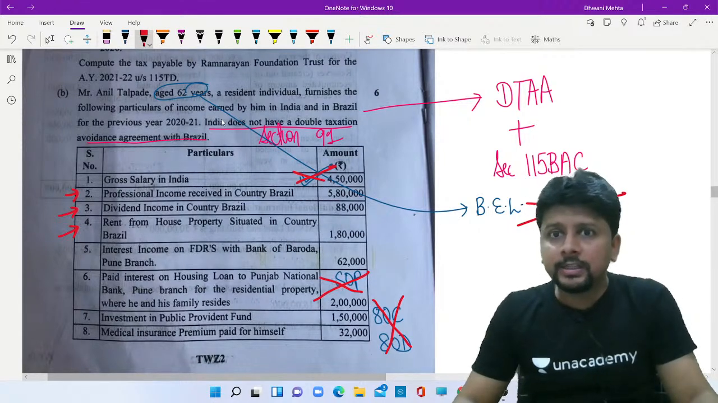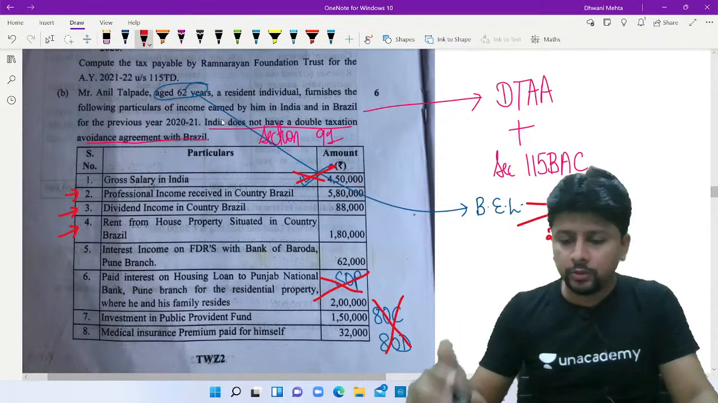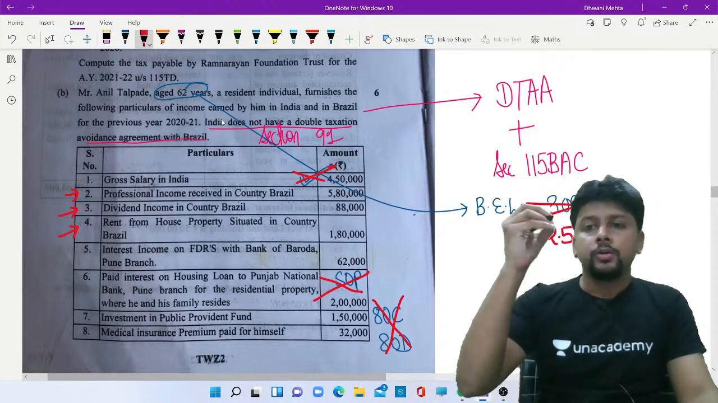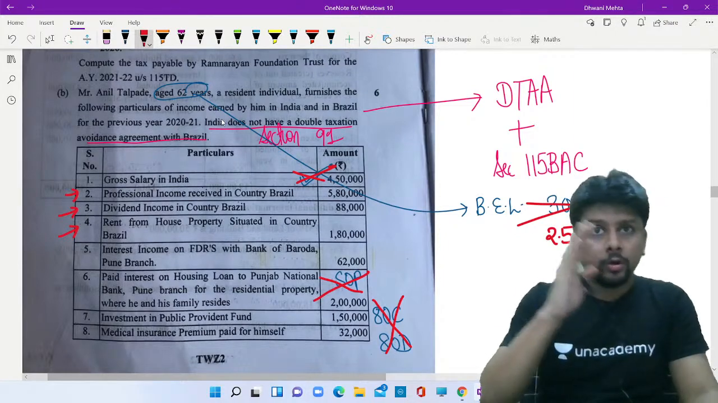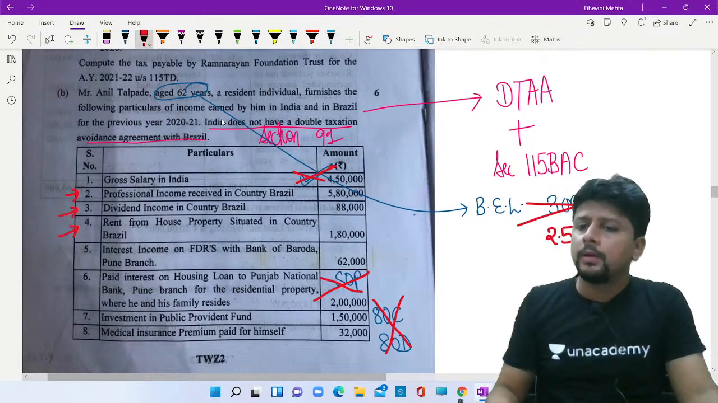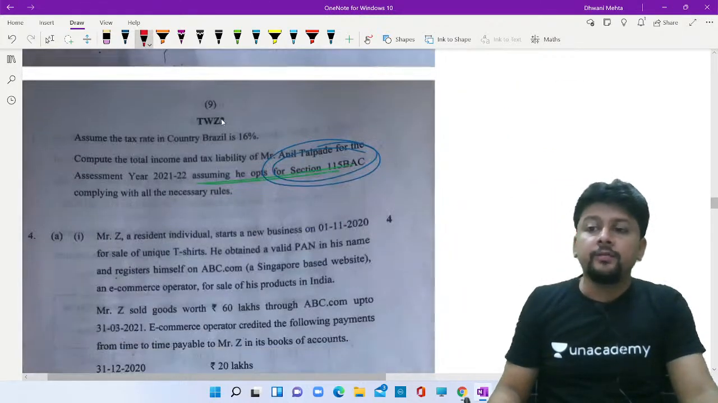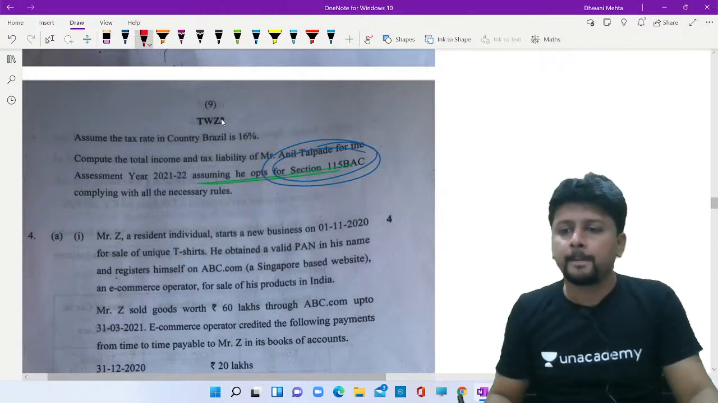So a very intelligently drafted question. A student had to be aware about small things. You have to mention the case law. You have to ensure that 115BAC is applied. So all those deductions and exemptions that generally are available will not be allowed. Easy to solve if you are alert while you are solving this.